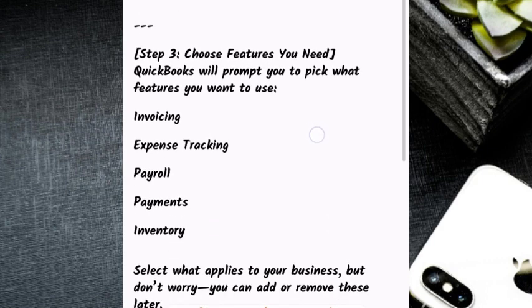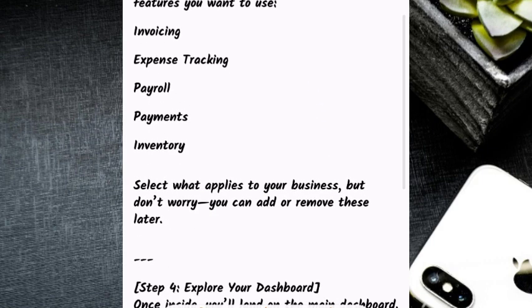Step 3 is to choose features that you need. Now QuickBooks is going to prompt you to pick what features that you want to use. Could be invoicing, expense tracking, payroll, payments, or inventory. Select what applies to your business, but don't worry, you can always add or remove these later.